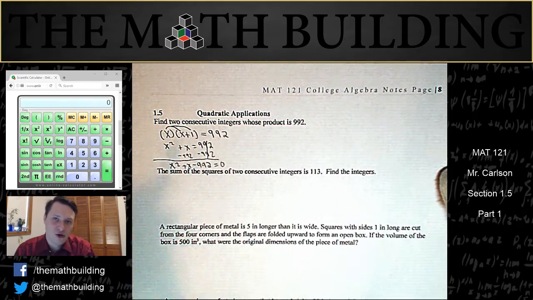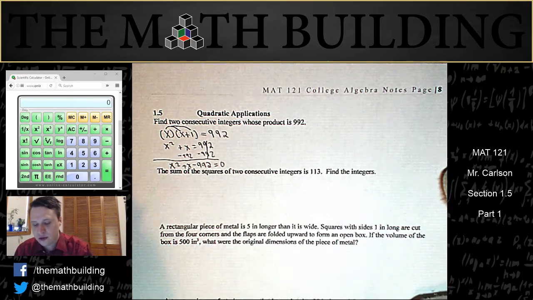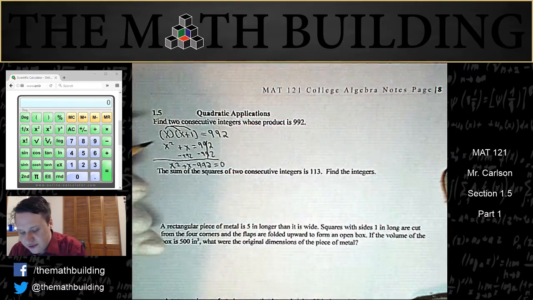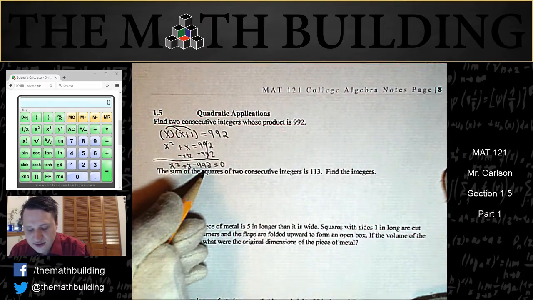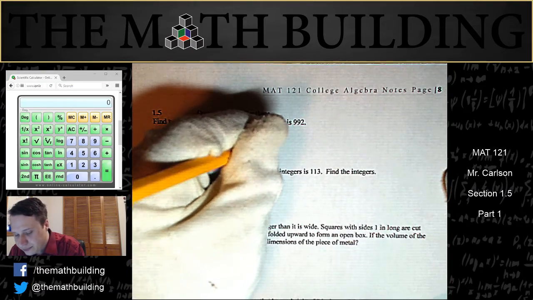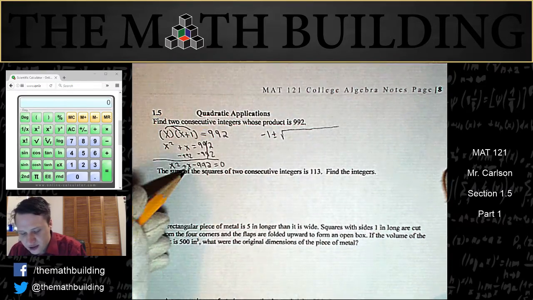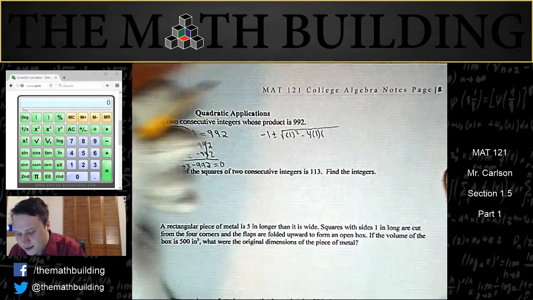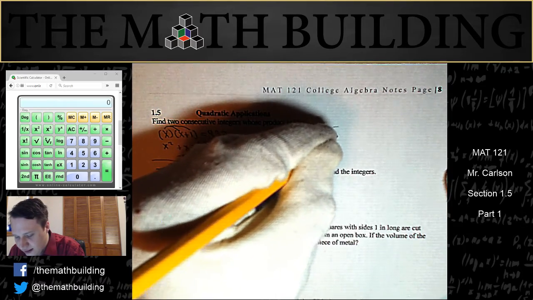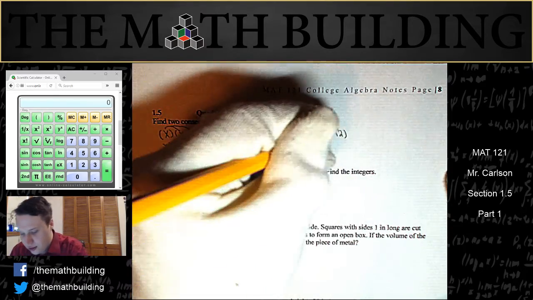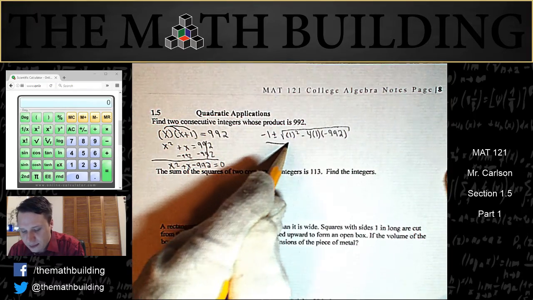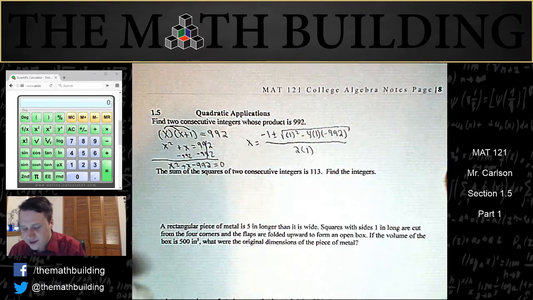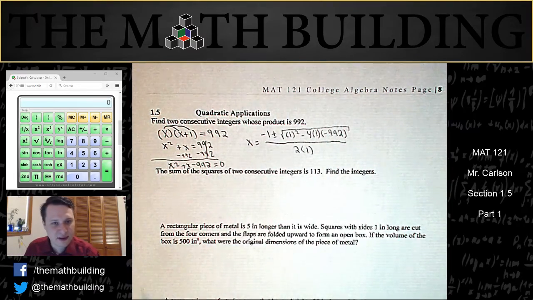And if you can, you should try to factor it, but that's a little too much for me, so I'll just use the quadratic formula. So remember that from 1.4. So a is 1, b is 1, c is negative 992. So negative 1 plus or minus the square root of b squared, which is 1, minus 4 times a, which is 1, times c, which is negative 992. So there's the top of our fraction, and the bottom is just 2 times a, which is 1, and that is equal to x.